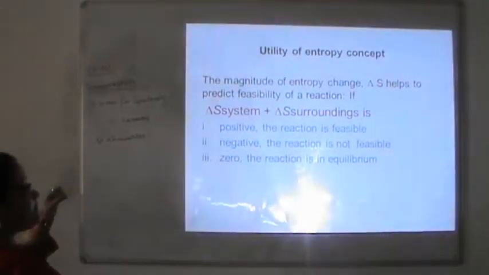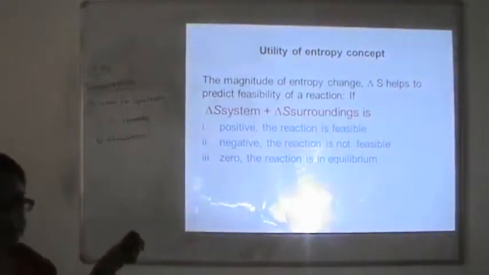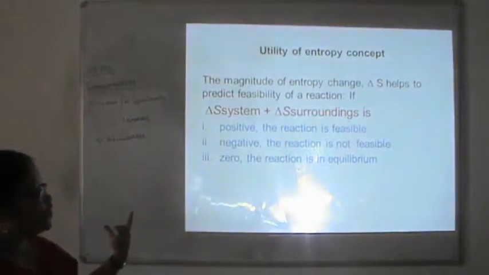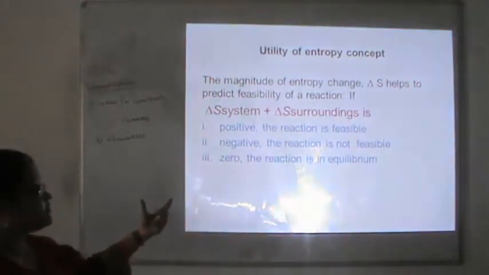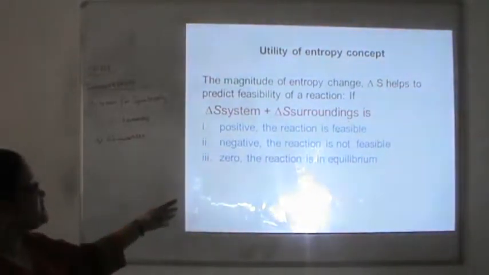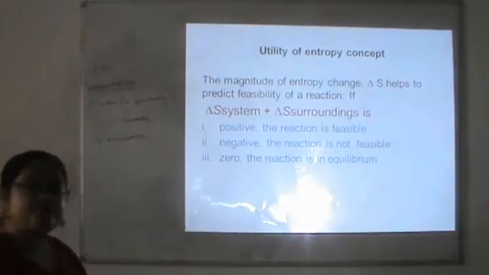Delta S system plus surroundings is the total entropy. If the total entropy is positive, the reaction is feasible. If it is negative, the reaction is not feasible. If it is zero, the reaction is in equilibrium.